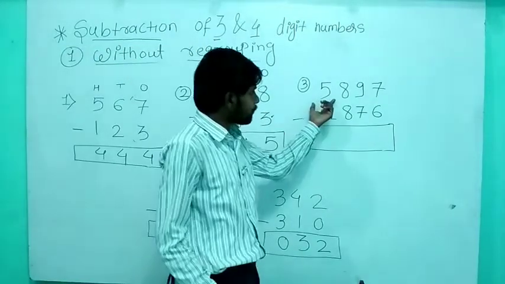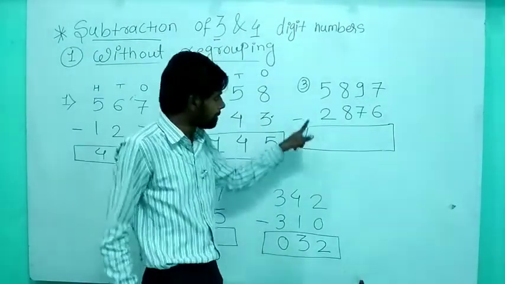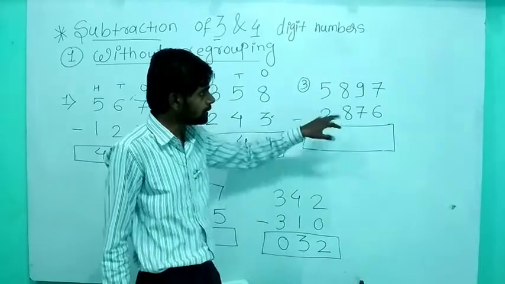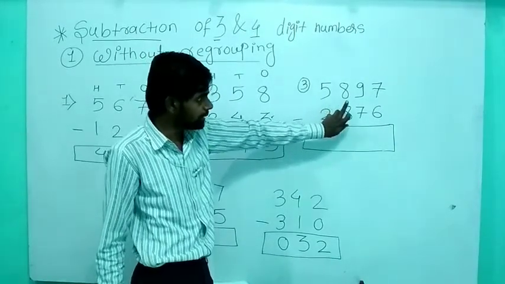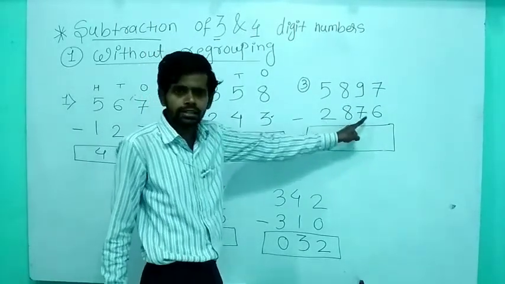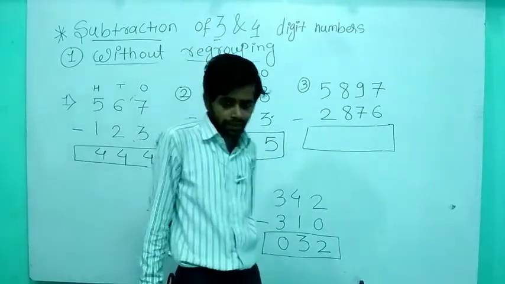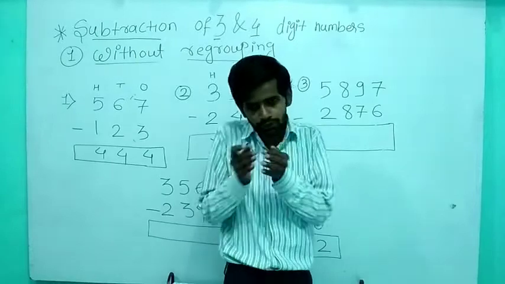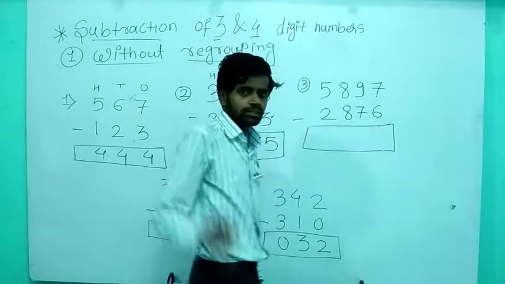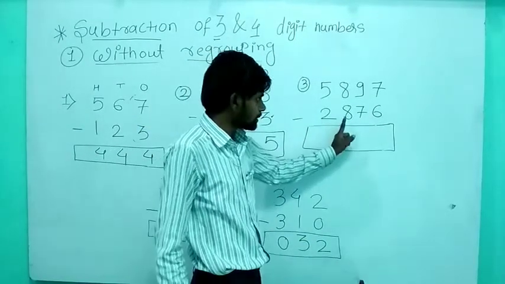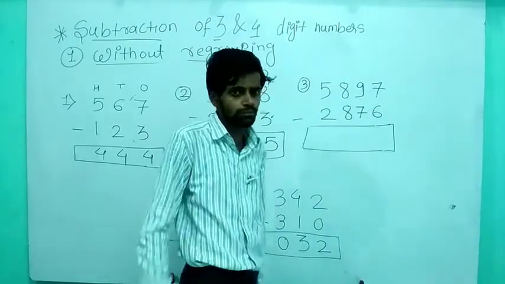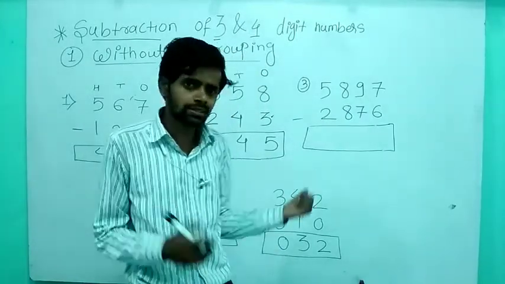ठीक है. So it is 5897 minus 2876. Okay, so now we have, which number it is? First number is 5897 and the second number is 2876. So now we have learned that we can subtract smaller number from bigger number. बड़े नंबर में से छोटा नंबर subtract कर सकते हैं. ठीक है. So 2876 is the smaller number and 5897 is the bigger number. So we can subtract. हम लोग छोटे नंबर को बड़े में से subtract कर सकते हैं.